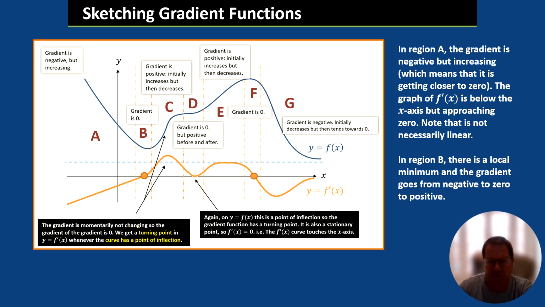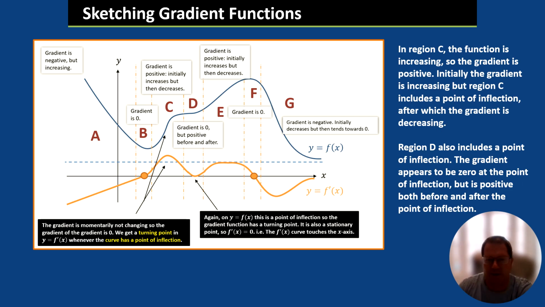In region B, there is a local minimum, and the gradient goes from negative to zero to positive. In region C, the function is increasing, so the gradient is positive. Initially, the gradient is increasing, but region C includes a point of inflection, after which the gradient is decreasing. Region D also includes a point of inflection. The gradient appears to be zero at the point of inflection, but is positive both before and after the point of inflection.